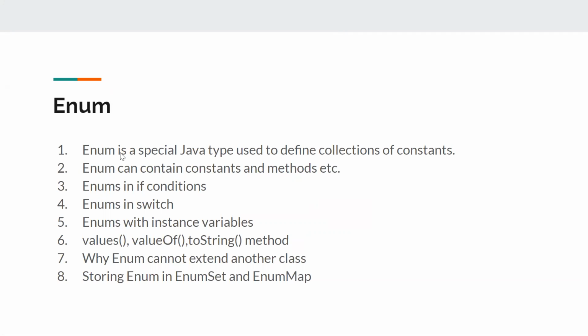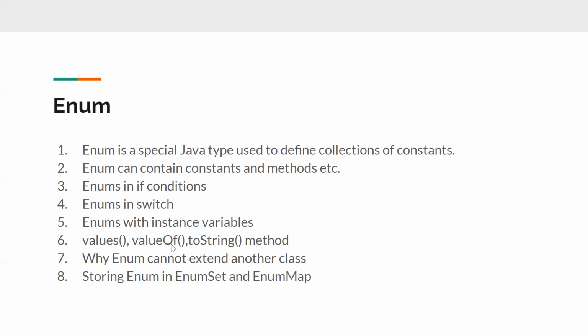We are also going to see how we can use enum in if conditions, how we can use enums in switch cases, and how we can use enums with instance variables. Suppose I want to associate an instance variable with all the enums, how can I do that? I'm sure you may not get what I'm saying now, but definitely down the line in this video you will understand. Then enums have some methods with them: values, valueOf, and the toString method which comes by default. We will see when we can use all these. We will also see why enum cannot extend another class: because it extends the java.lang.Enum class by default, it cannot extend any other class apart from that.